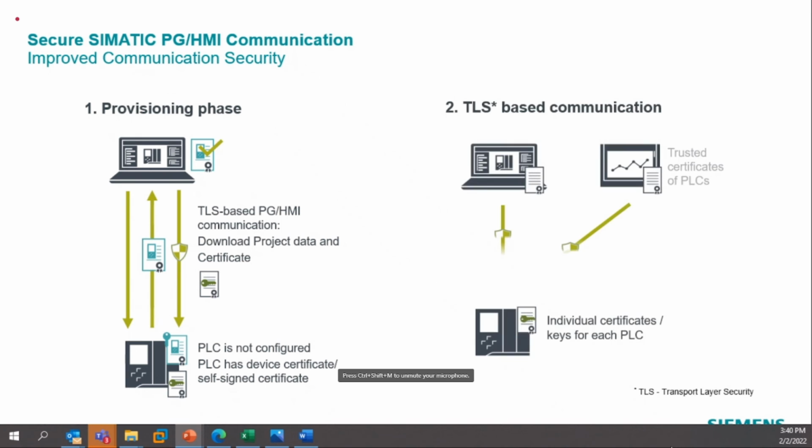After the initial download, the PG and the Simatic controller can perform TLS encrypted communication. Each Simatic controller has its own certificate that is trusted by the communication partners, whether it is a PG or an HMI.